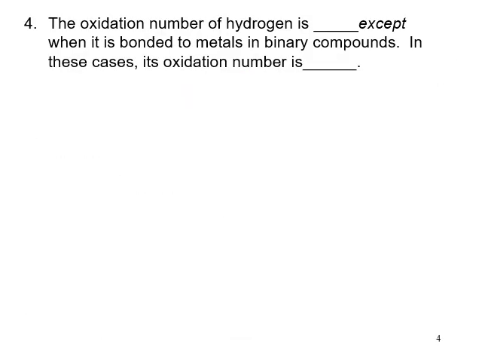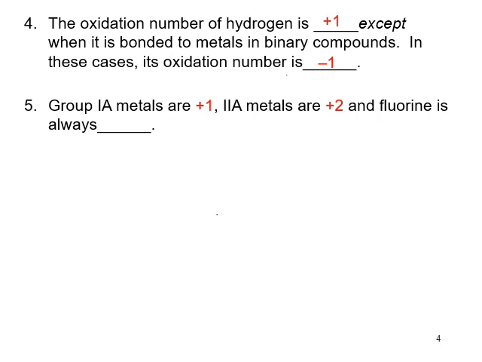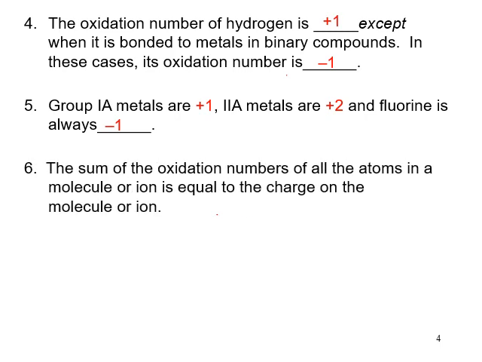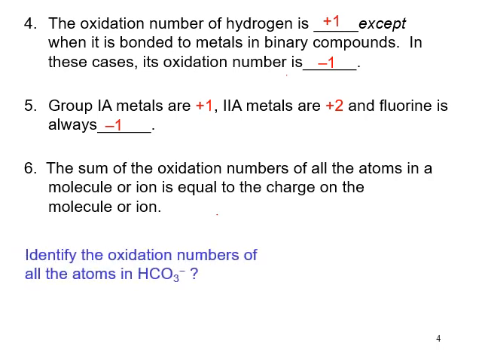If it's hydrogen, and 99% of the time it is, it's +1, unless it's bonded to metals, and then it's -1. Of course, your alkali metals are +1 all the time. Alkaline earths are +2, and fluorine is always -1. The sum of the oxidation numbers should equal the charge on that substance. If it's an ion, it should equal the charge on the ion.